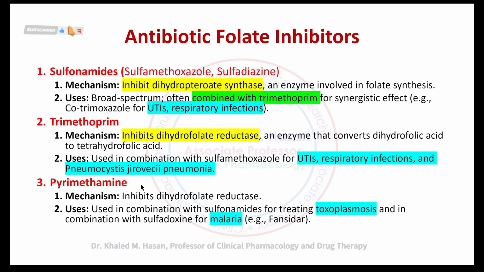Moving to pyrimethamine, pyrimethamine inhibits dihydrofolate reductase. It is similar to trimethoprim in its mechanism of action. Both of them inhibit dihydrofolate reductase. We use pyrimethamine in combination with a sulfonamide for the treatment of toxoplasmosis and malaria, with the brand name Fansidar. So in this case, you can see we have three types of antibiotic medications that inhibit folate: sulfonamide, trimethoprim, and pyrimethamine.